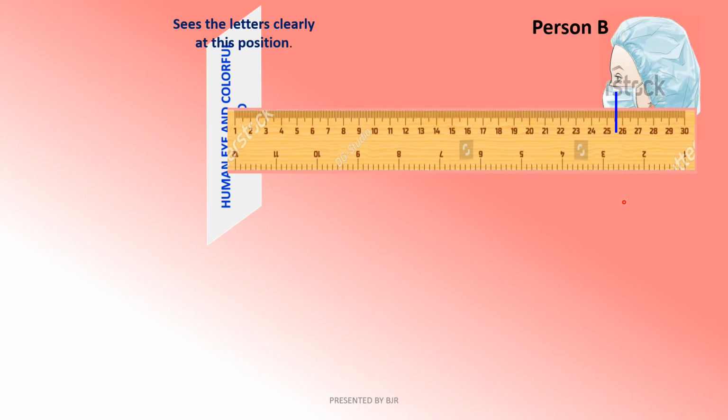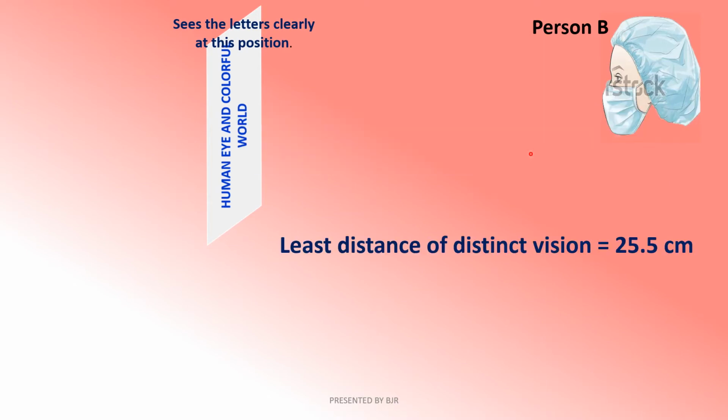It is some 25.5 centimeters. So the least distance of distinct vision for the person B is 25.5 centimeters. So the least distance of distinct vision actually varies from person to person.